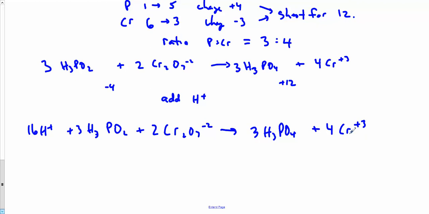Now I'm going to help myself out by looking at the H's. I've got 9 here, 9 here. I'm going to balance for H's by adding in water. Since there's 16 extra on this side, looks like I'm going to need 8 on that side. So 16 H plus. I need 3 of those.